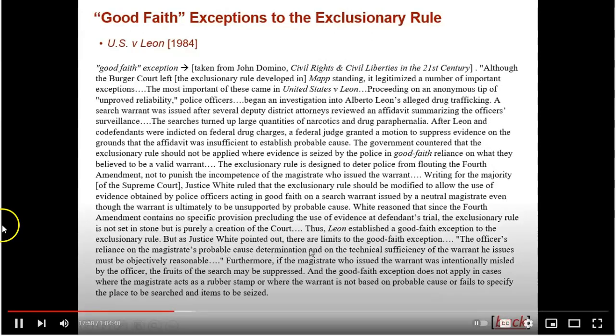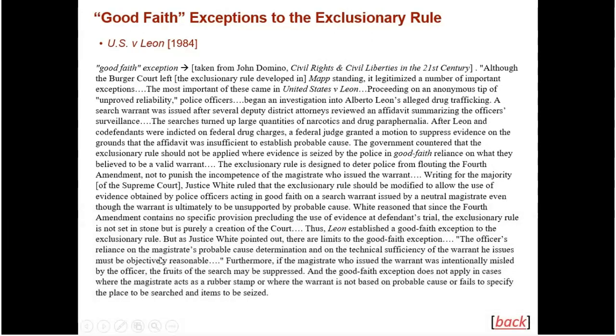Thus, Leon established a good faith exception to the exclusionary rule. But as Justice White pointed out, there are limits to the good faith exception. The officers' reliance on the magistrate's probable cause determination and on the technical sufficiency of the warrant he issues must be objectively reasonable. Further, if the magistrate who issued the warrant was intentionally misled by the officer, that's a different matter. The fruits of the search may be suppressed. And the good faith exception does not apply in cases where the magistrate acts as a rubber stamp or where the warrant is not based on probable cause or fails to specify the place to be searched and the items to be seized.